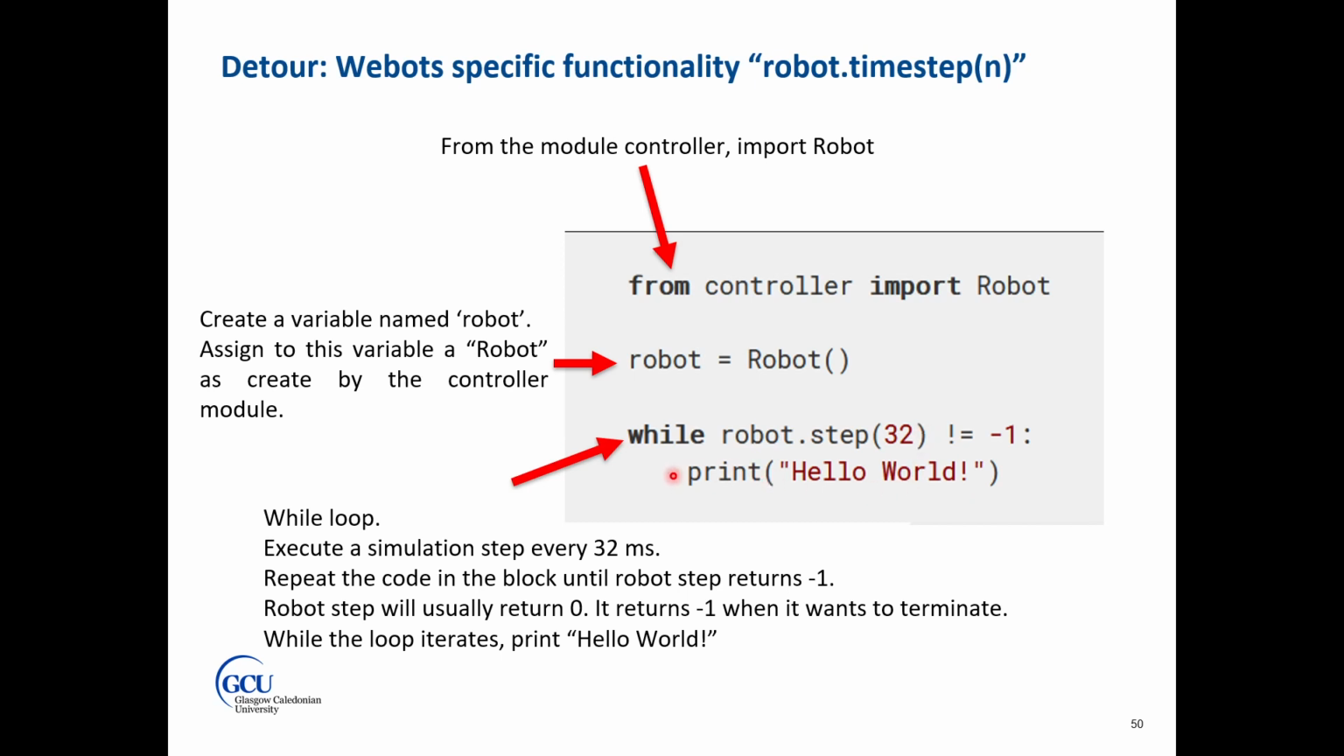This is really simple, but you can imagine that we will do things like acquire images from sensors and actuate joints or things like that. And those images that we will acquire and those sensors that we will actuate will be updated every 32 milliseconds.